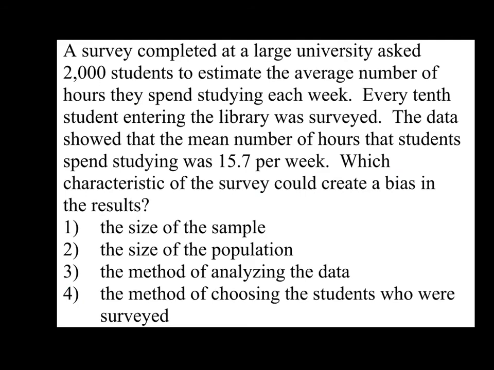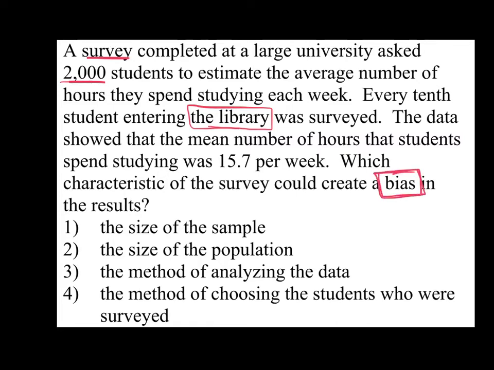All right, a survey completed at a large university asked 2,000 students. Now, again, that's an advantage of a survey is whenever you have a large number of students. They estimate the average number of hours they spend studying each week. Every 10th student entering the library was surveyed. The data showed that the average number of hours that students spent studying was 15.7 per week. Which characteristic of the survey could create a bias in the results?